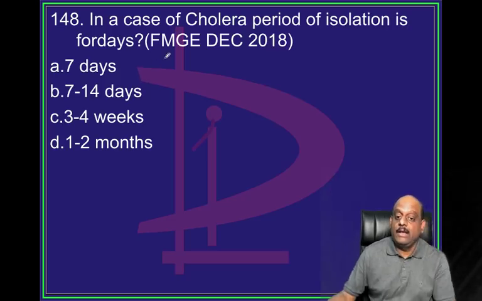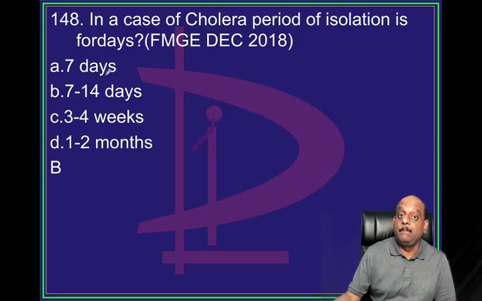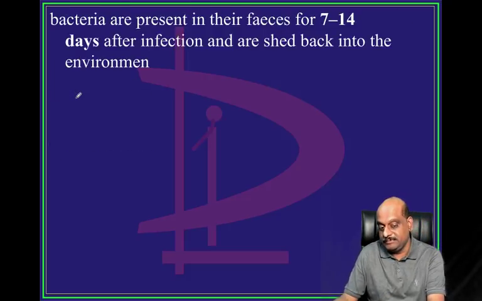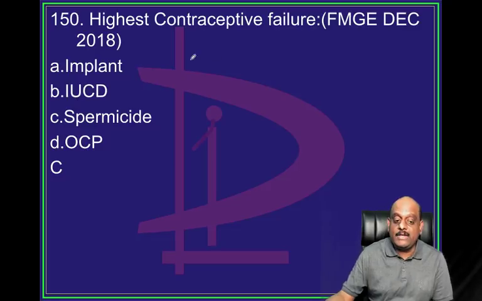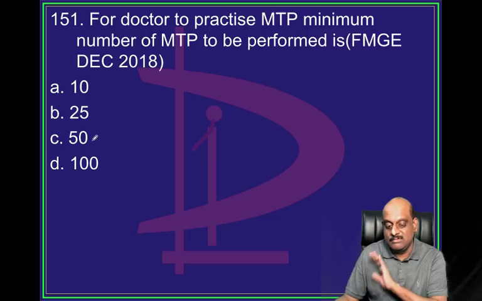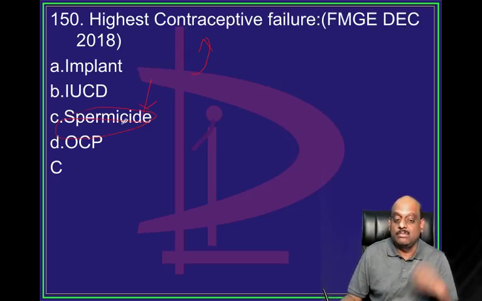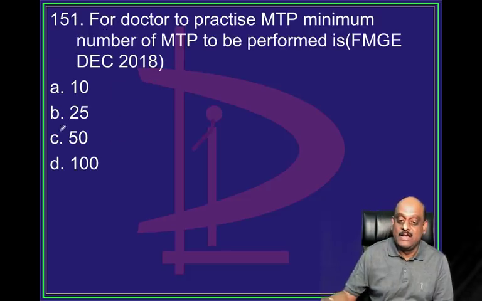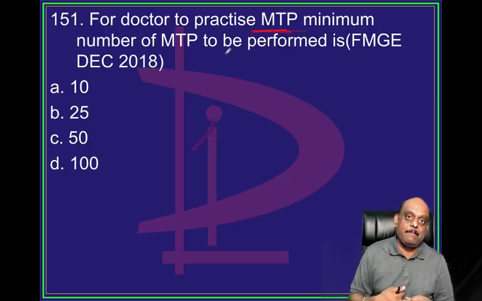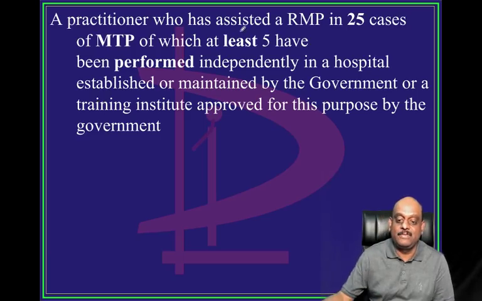Right? In case of cholera, how long should you isolate? Painful questions, these are all. 7 to 14 days. Highest contraceptive failure, obviously spermicide, लगाने वाले को आना है ना, correctly लगाना. For a doctor, how many MTPs does he have to perform before he can perform on others? 25 MTPs should be performed.